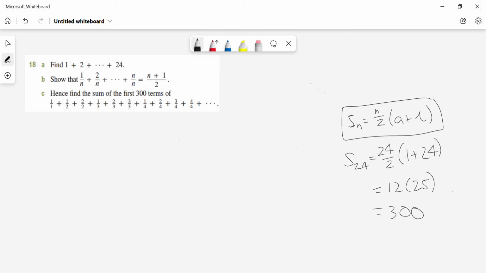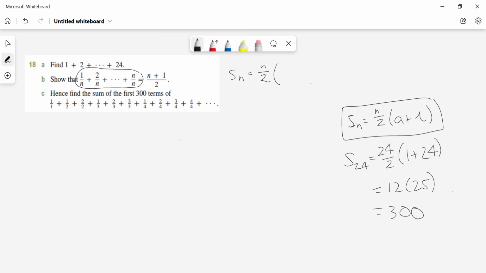All right, so if we look at the second one, it's a show that, but we can do the same thing here because this series, if you just look at the top, it's got 1 plus 2 plus all the way to n. So there's n terms. So we are summing n terms. So we know we've got n on 2, if it's arithmetic, which it is, and the first term and the last term.